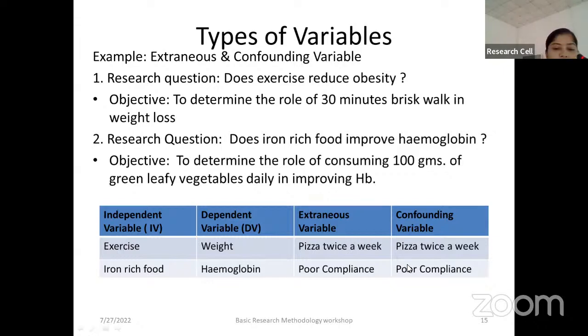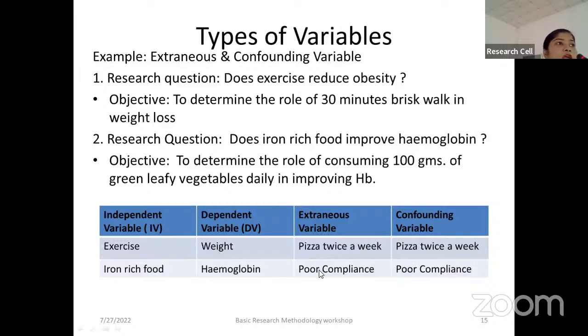Correct? And in the next example, to determine the role of consuming 100 grams of green leafy vegetables daily in improving hemoglobin, your iron-rich food is the independent variable. Then your hemoglobin levels would be the dependent variable. But the extraneous variable would be poor compliance. Although you have told your participant that you have to consume iron-rich food, the participant is not doing it with proper compliance. Sometimes he or she has it, sometimes he or she doesn't. So that is something which is extraneous. So we should tell the participant to have good compliance.